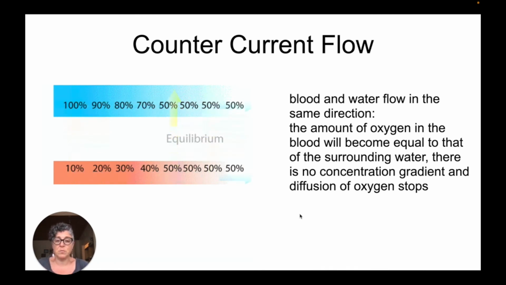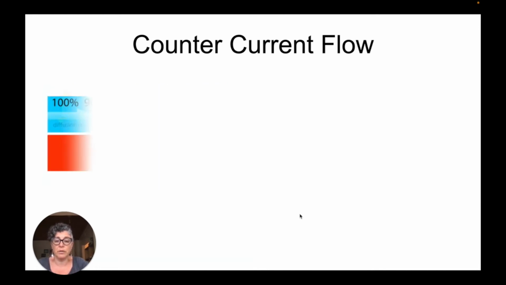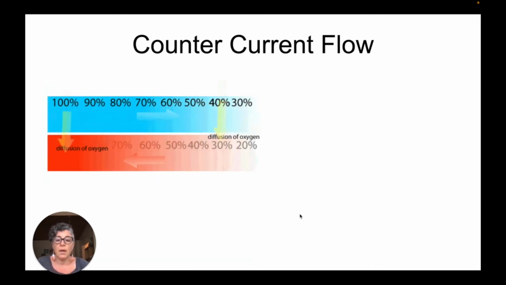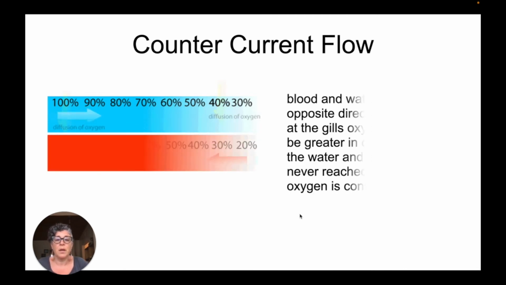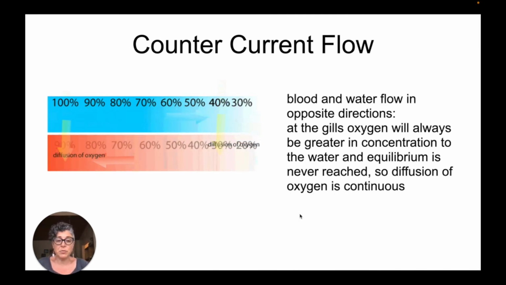So what happens is we have this system called counter current flow, in which the flow of the water through the gills and the flow of blood through the capillaries are going to be in opposite directions. So the flow is going to be counter against each other. So that's where the term counter current flow comes from. So they're flowing in opposite directions to each other.